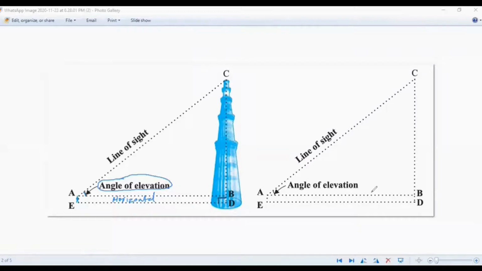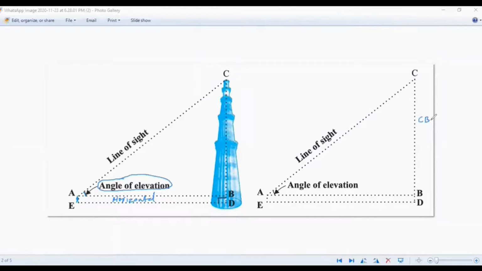And what is AB, sir? AB is the same. Why? If we join E to D, E to C, we are looking from A. Our eye is at A, right? So we draw one line from our eye parallel to the ground. In such a way we form a right triangle. So from this right triangle, we can only get the length CB.